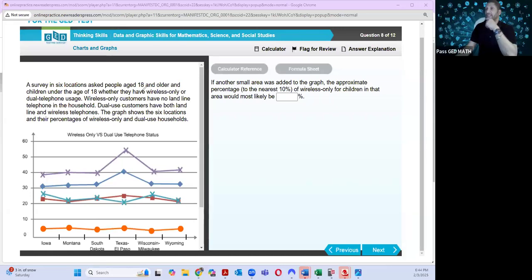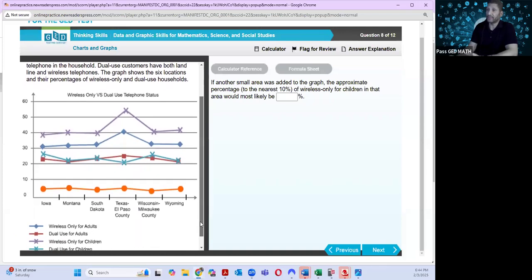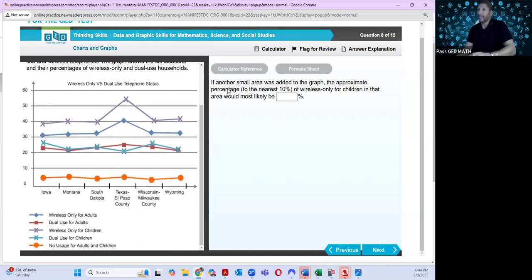A survey in 6 locations asked people age 18 and older and children under the age of 18 whether they have wireless only or dual telephone usage. Wireless only customers have no landline telephone in the house. Dual use customers have both landline and wireless telephone. The graph shows the 6 locations and the percentages of wireless only and dual use households. So these are percentages. Let's look at what these colors mean. Okay. If another small area was added, the approximate percentage of wireless only for children.